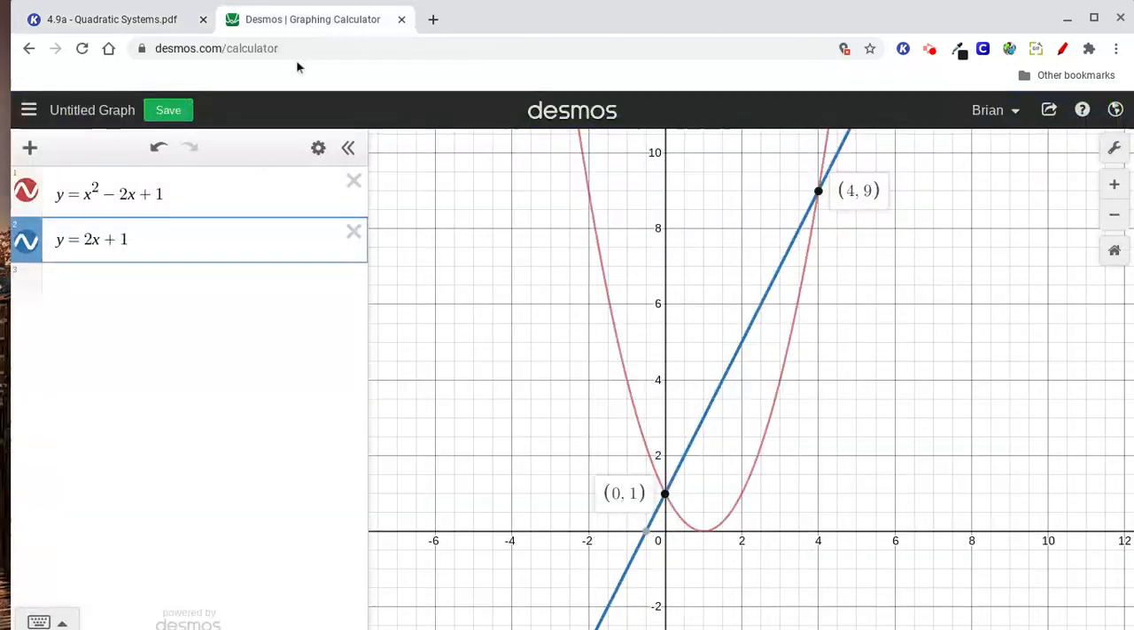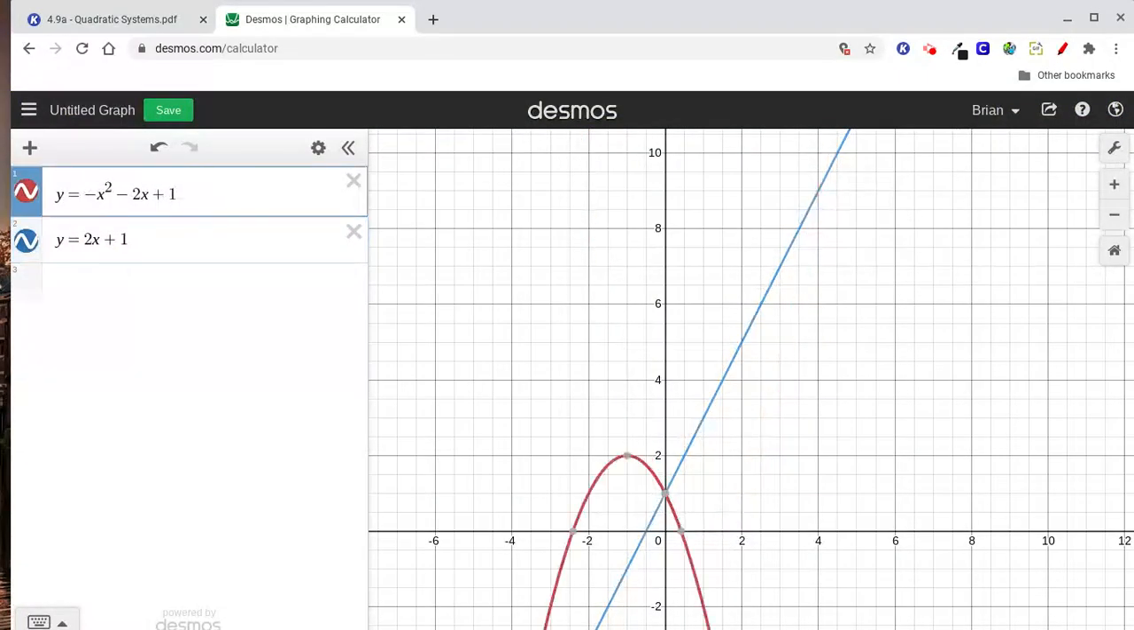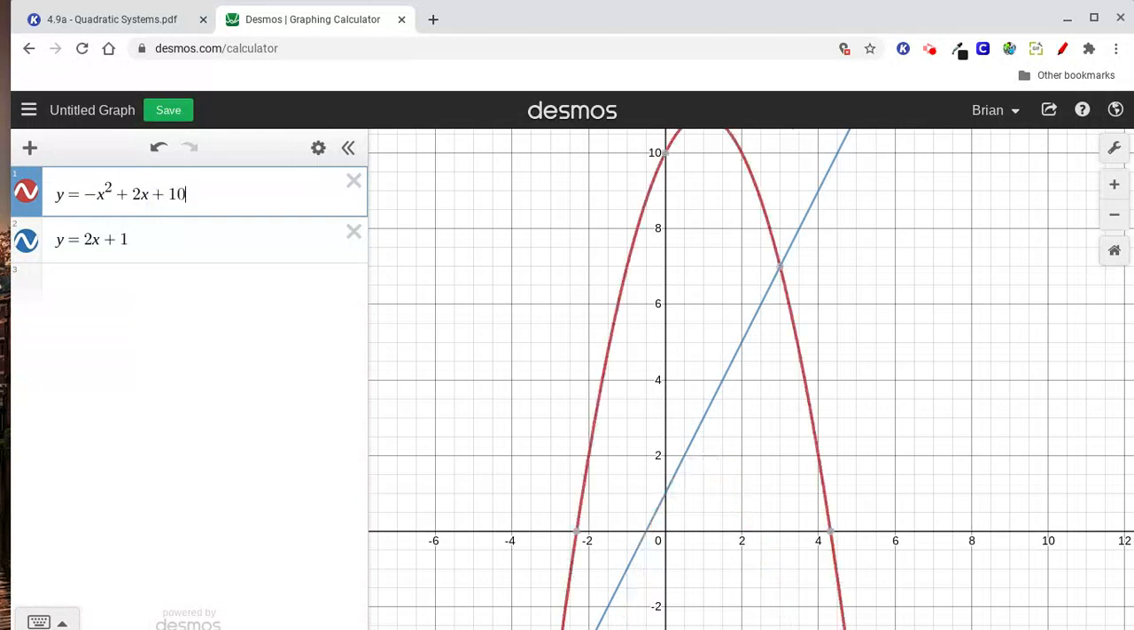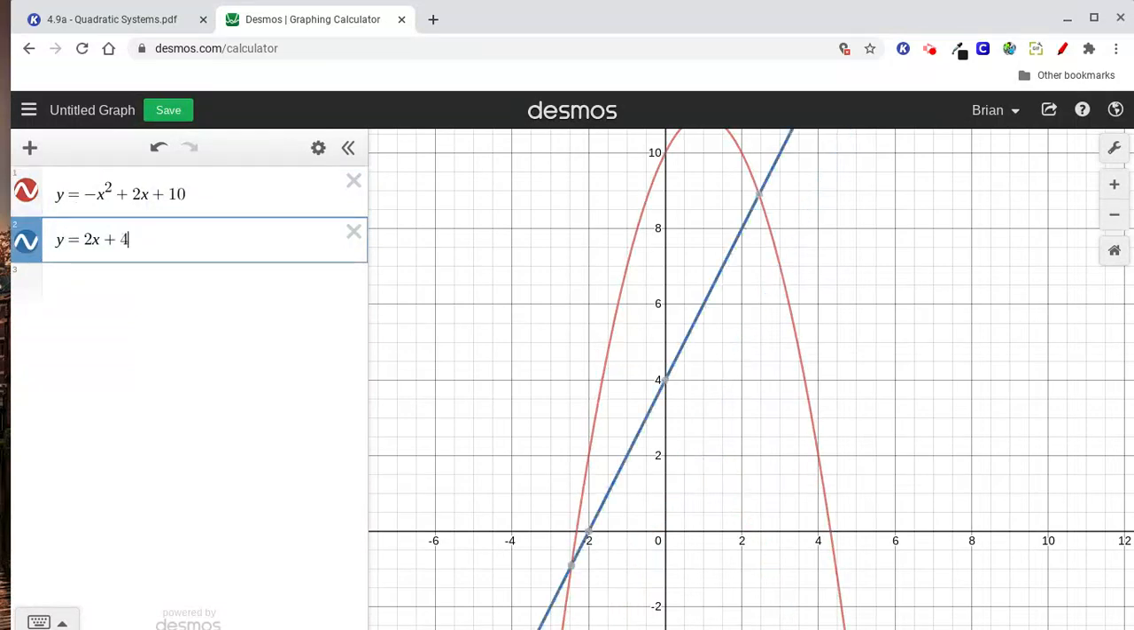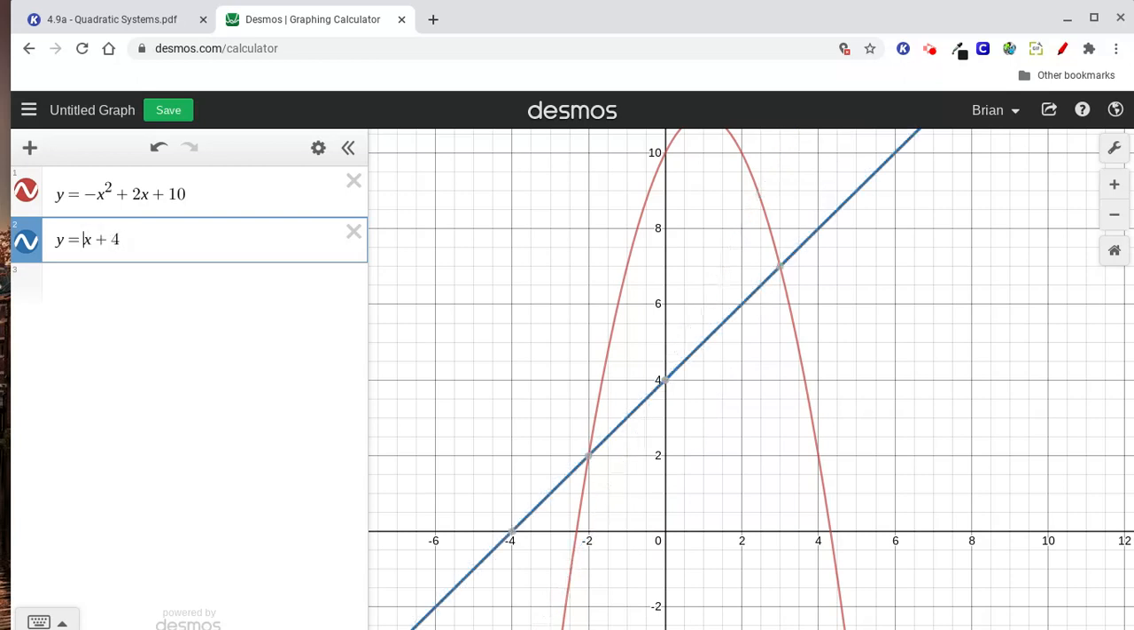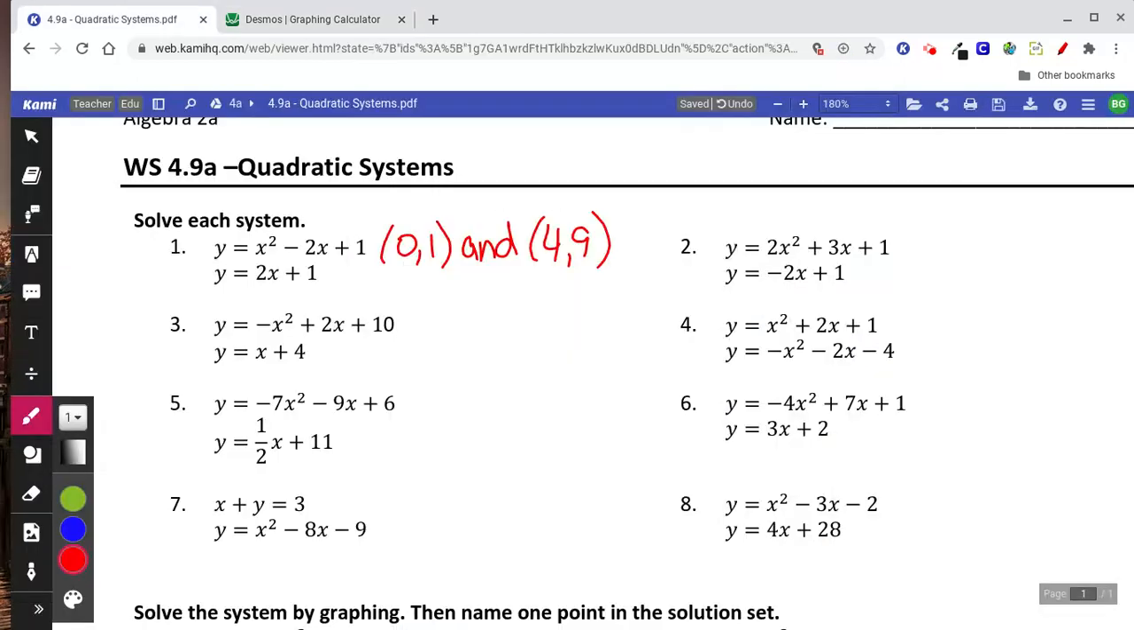Number 3 is pretty much the same thing. You've got negative x squared plus 2x plus 10, and y equals x plus 4. All right, pretty much the same thing, a parabola and a line. You got 2 points, (-2, 2) and (3, 7). Next one's going to be a little more complicated.